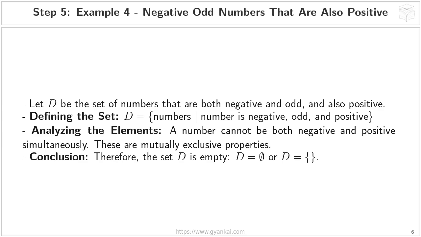This example is important because it shows that even seemingly simple conditions can lead to an empty set if those conditions are contradictory. Keep this in mind as we move forward, because being able to identify these empty sets is a key skill in set theory. And in the next slide, we'll summarize the key takeaways from all these examples.